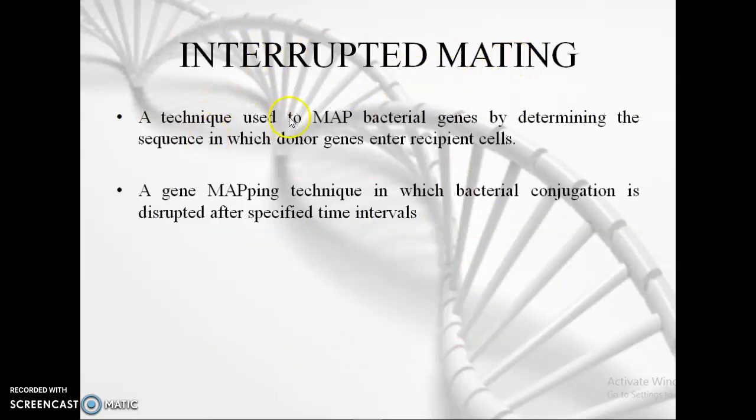What is interrupted mating? It is actually a technique that is used to map the bacterial genes by determining the sequence in which the donor genes enter the recipient cells. And this sequence in which the donor genes enter the recipient cells is determined by disrupting the bacterial conjugation after specified intervals of time.